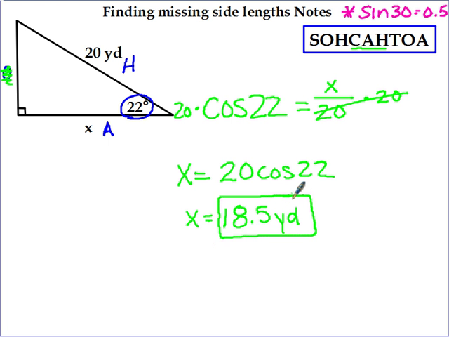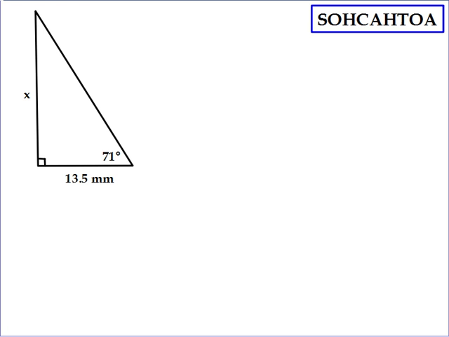Okay, so the steps for all of these problems on the front are going to be exactly the same. Figure out your trig function, set up your equation, solve for x. So, in our next triangle, again, start by looking at your angle and label your sides. So, this would be H, across from the angle is opposite, right next to it is adjacent.